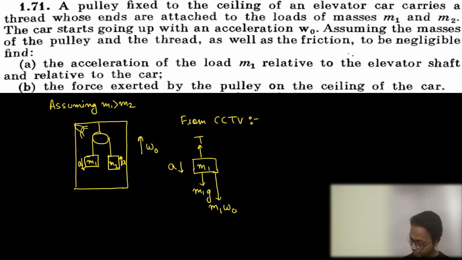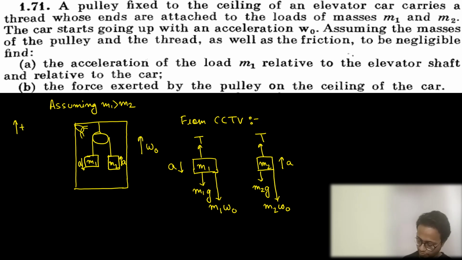Similarly, if I draw the free body diagram of M2, out here T, then the acceleration is A. Out here M2G and out here M2 omega naught. Now for this setup, if I take upward to be positive, downward negative, right positive, left negative, and draw the equation: T minus M1G minus M1 omega naught is equal to M1 into minus A, or minus M1A.